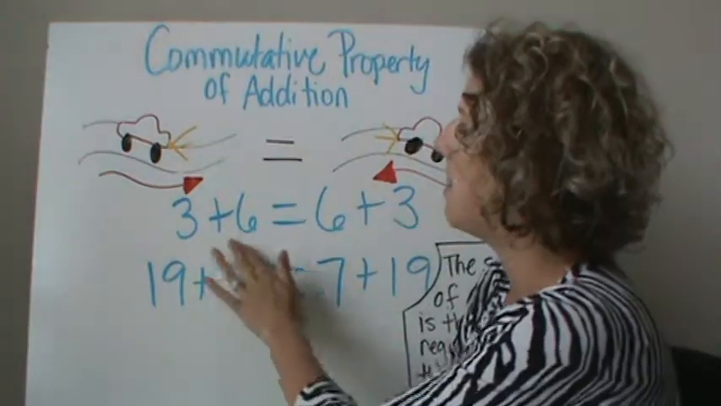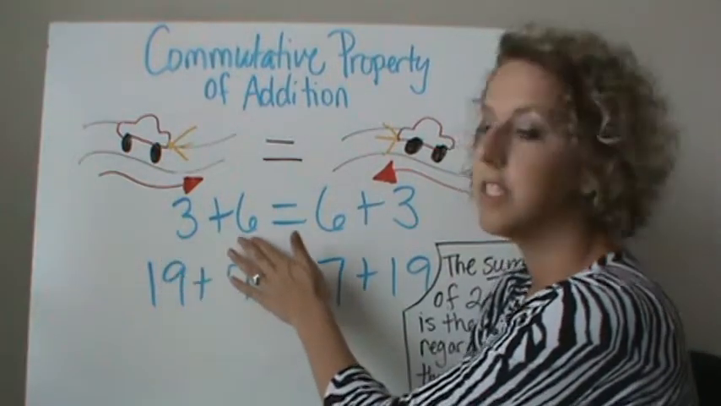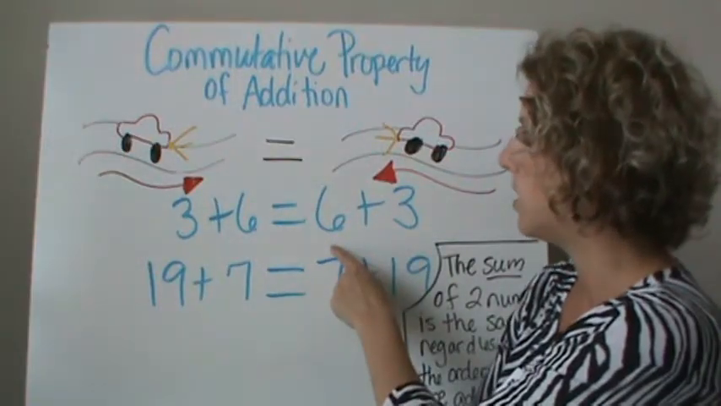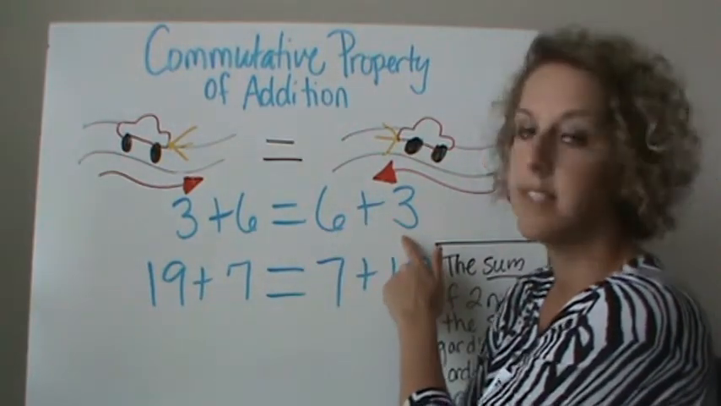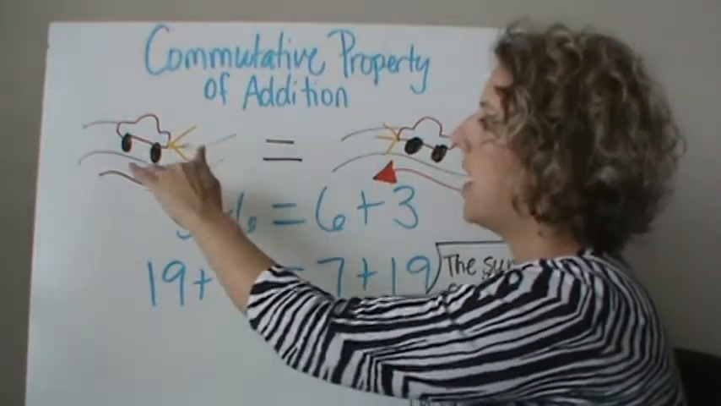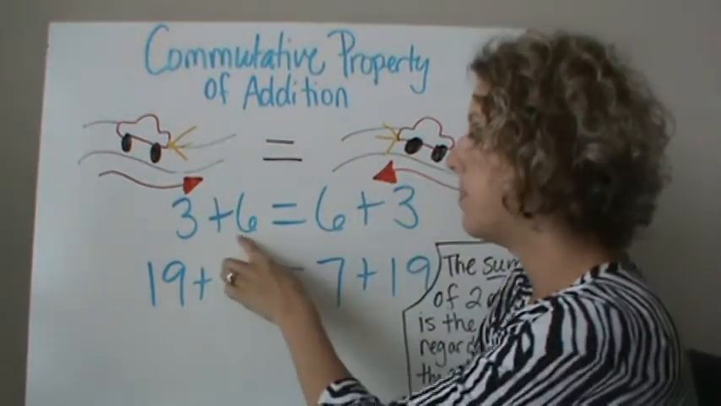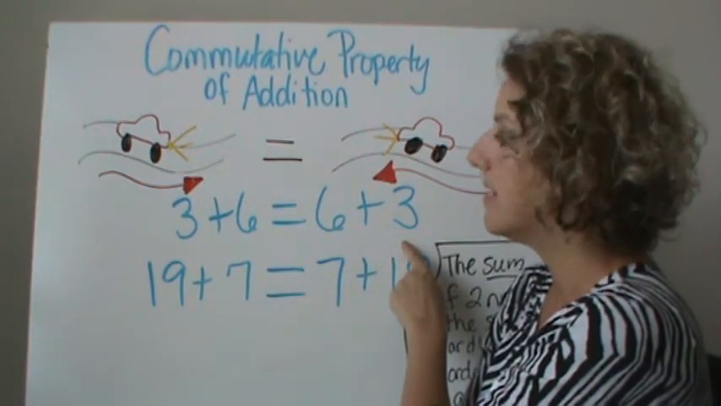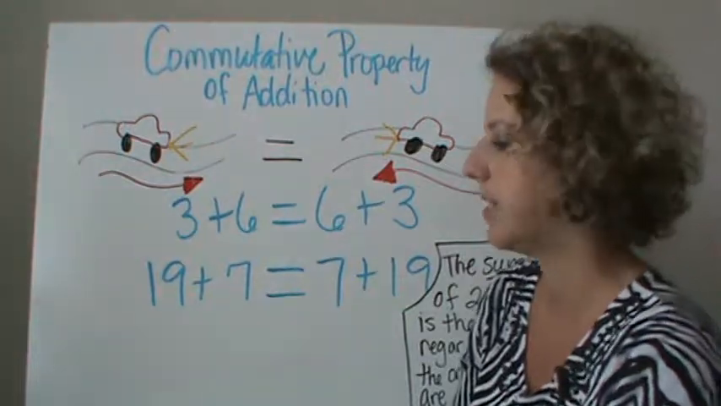So if we look at numbers, 3 plus 6 we know is 9. And if we flip-flop that order, 6 plus 3, it still equals 9. So just like with our commuting, you're still traveling on the same road. 3 plus 6 has the same sum as 6 plus 3. This is the commutative property of addition.